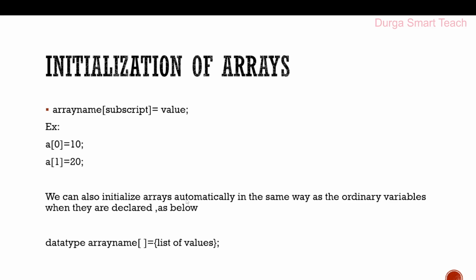We can also initialize arrays automatically in the same way as ordinary variables when they are declared, as below. Like variables, int a is equal to 10, so we are declaring and initializing. Like that we can also declare and initialize arrays automatically. Like this: data type, array name, square brackets, is equal to list of values. Here you can give the number of values you want: 10, 20, 30, like this. This is known as declaration and initialization at the same time.